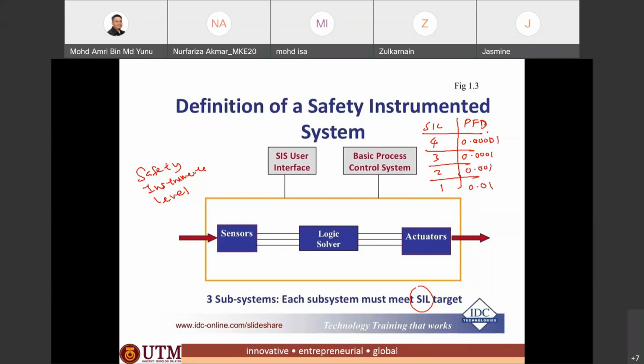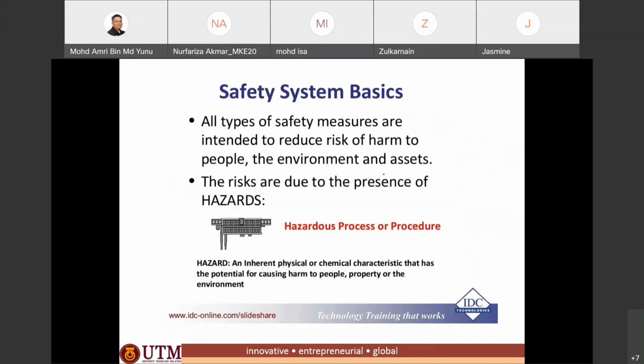Okay, so the PFD. Each element has its PFD. The lower the PFD value, the more reliable it is. But the thing is, if the PFD is lower, the cost is much higher. So we have to balance. The subset must meet the SIL, the safety integrity level that we set. Okay, be careful on that.